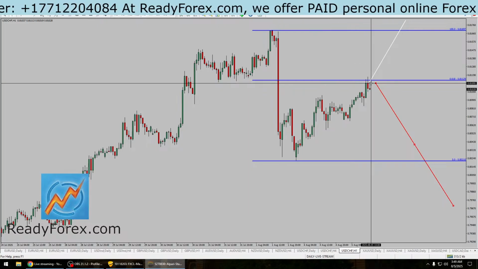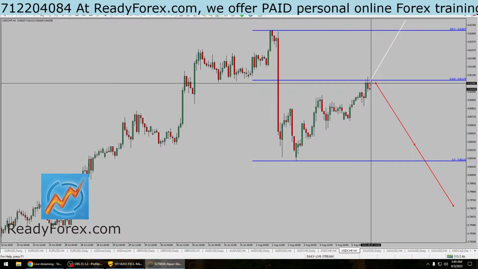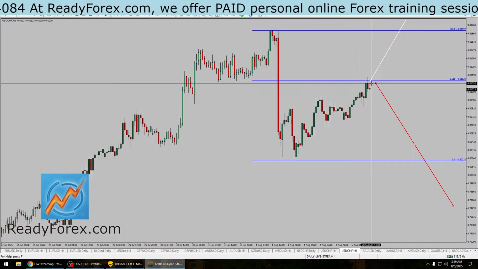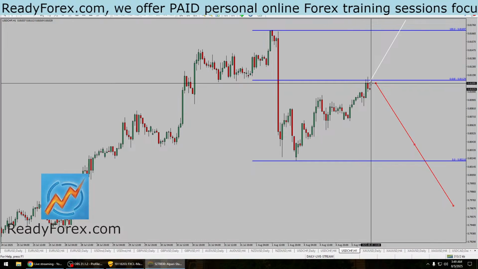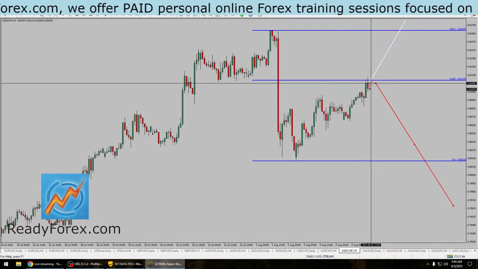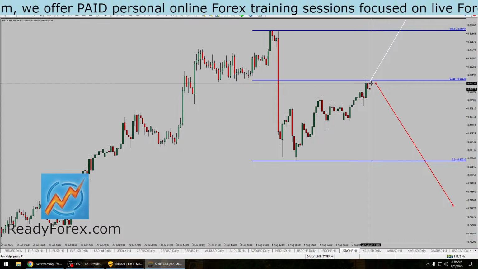So USD Swiss franc, this is the point. If you use your own day trading strategies, and if you get a sell signal over here, then you can look for a sell trade.